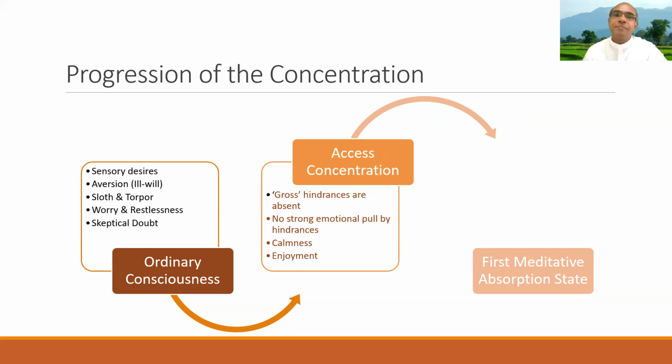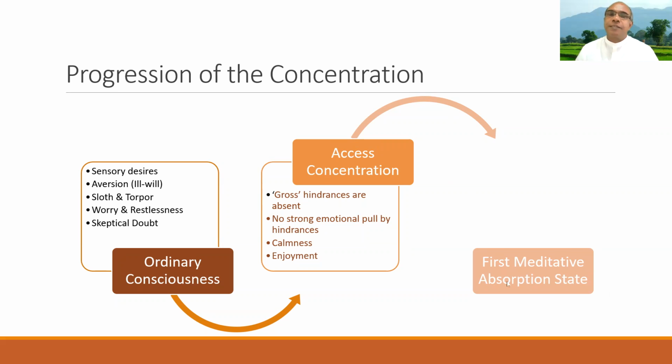If you practice further, your access concentration can be developed into a level called the first meditative absorption state. MAS, we call it, meditative absorption state. In Pali, it's called dhyana. This is normal samadhi, but this is dhyana, which is strong concentration.